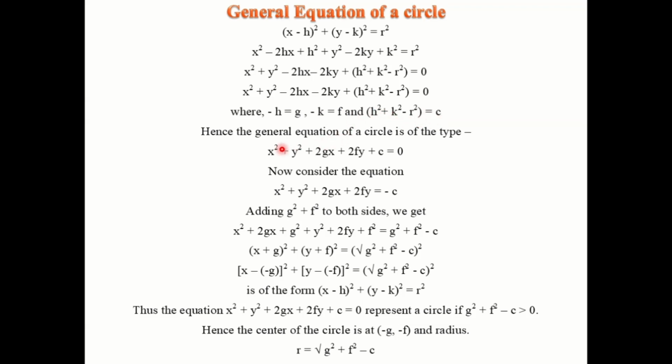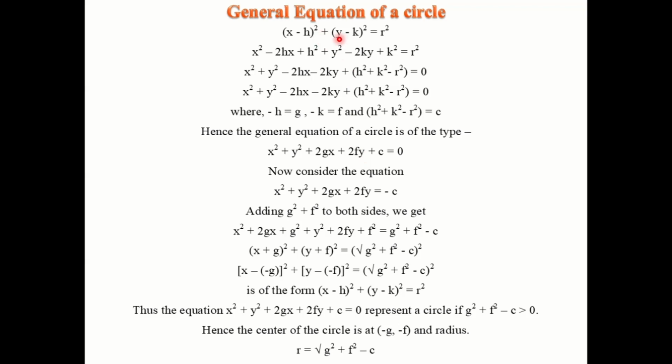Then we will get the general equation of circle, that is x square plus y square plus, as we put minus h is equal to g, plus 2gx, and minus k is equal to f, then plus 2fy plus c is equal to 0. This is the general equation of circle. Again I repeat, x square plus y square plus 2gx plus 2fy plus c is equal to 0. These steps you have to follow when center and radius are given.